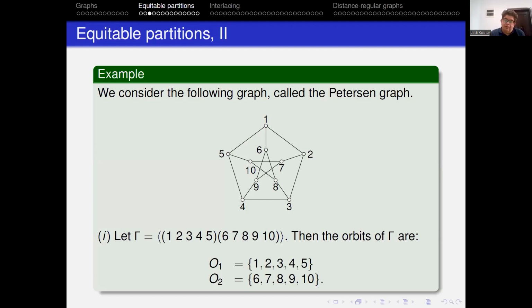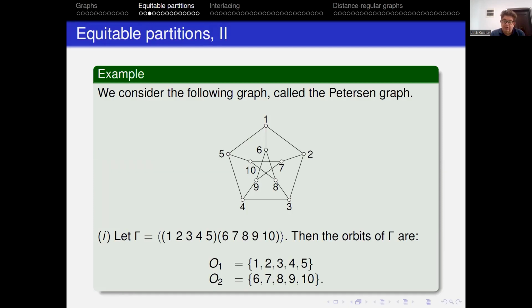So I will give some examples. I will look at the Petersen graph. I think everybody of you knows the Petersen graph. If you did not see the Petersen graph before, here's the Petersen graph. Now we look at the group generated by the permutation (1 2 3 4 5)(6 7 8 9 10). I hope that you understand this notation.